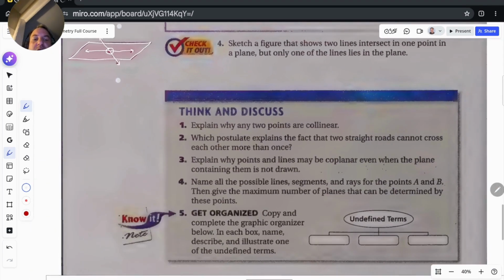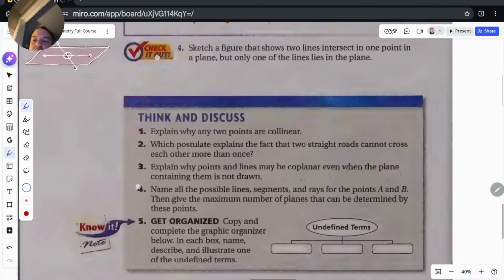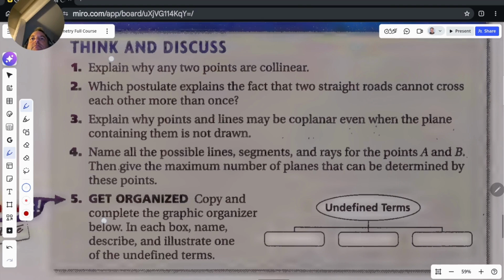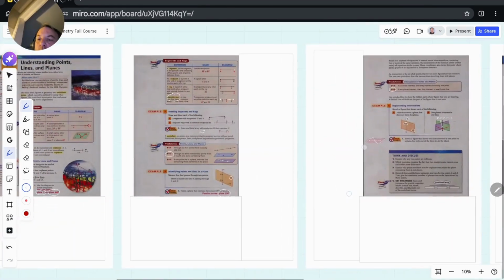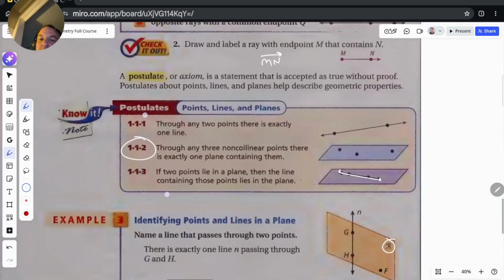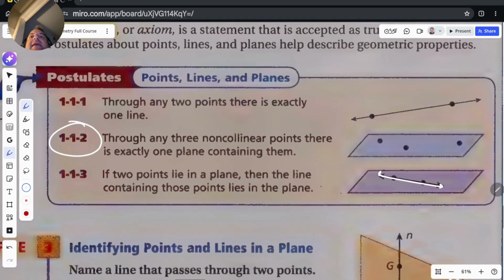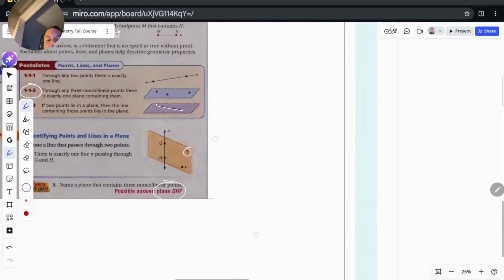All right, let's go to our think and discuss section. Number 1, explain why any 2 points are collinear. Well, we go back to postulate 111. Through any 2 points, there is exactly one line. So anytime we pick 2 points, they end up on one line together. And the definition of collinear is on the same line. So any 2 points are always collinear. So how would we write that out?